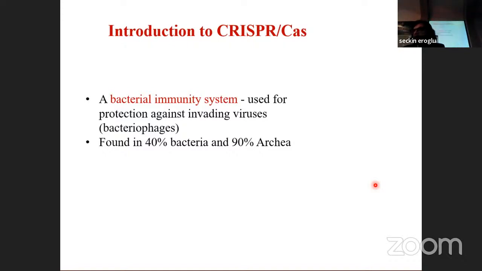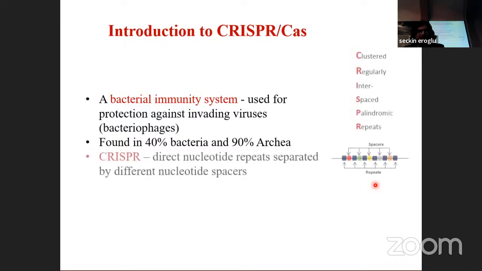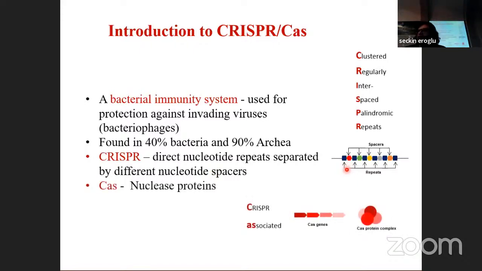It is working against bacteriophages. It is a very conserved mechanism. It is found in about 40% of bacteria and about 90% of archaea. CRISPR stands for clustered regularly interspersed short palindromic repeats. It is direct nucleotide repeats, which are separated by spacers, and then there is a CRISPR-associated protein which uses those guide RNAs, and it results in the cleavage of the DNA.